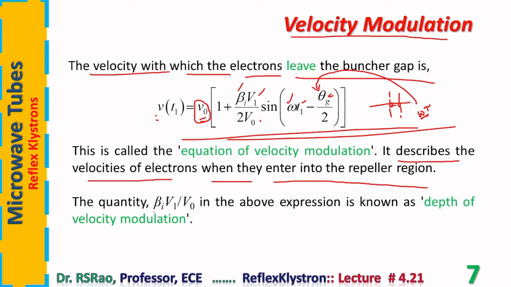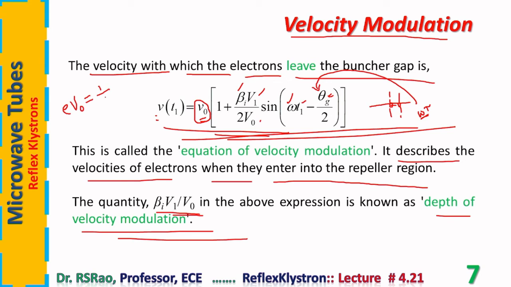The quantity in the equation, beta i V1 by V0, is called the depth of velocity modulation. Derivation of this equation is not that difficult. What we have to do is equate these two quantities: eV0 is equal to half m v0 squared. It gives an expression for v0, and then the electron undergoes a certain amount of acceleration or deceleration due to the grid gap voltage. Once that aspect is taken into account, it results in this equation.